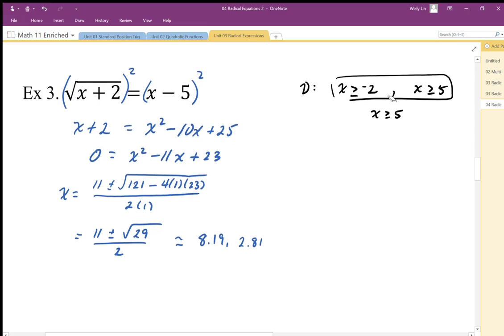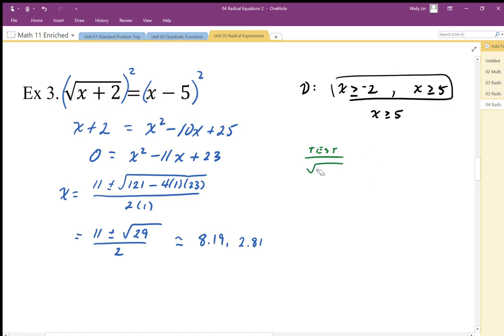Now again, if we understand how to use this domain restriction and we're confident with that, we can say that the 2.81 is our extraneous solution. We can still test it. When we test this, we're going to have to use decimal values. So when I work this out, 10.19 is equal to 8.19 minus 5. That's going to be about 3.19. And the square root of 10.19 is approximately equal to 3.19. So this is x equals 8.19.